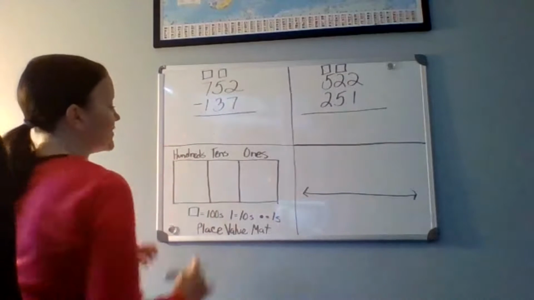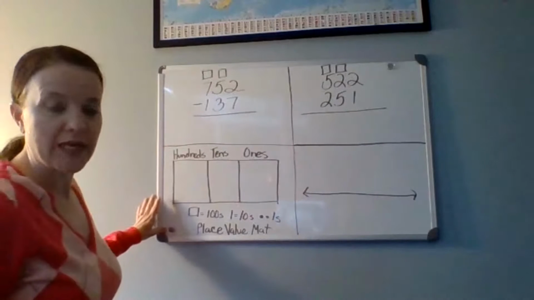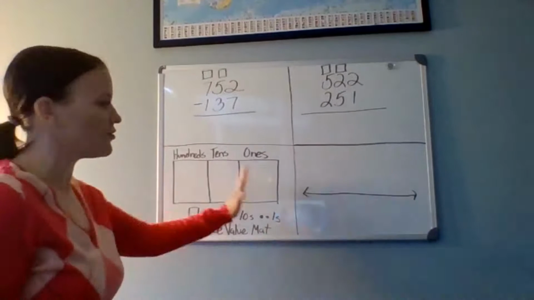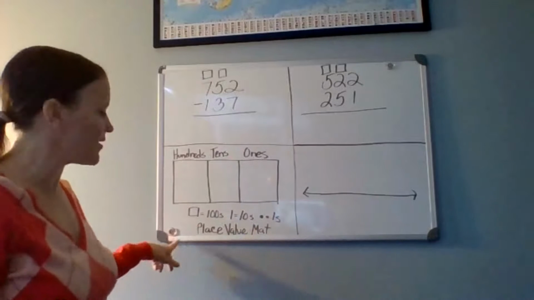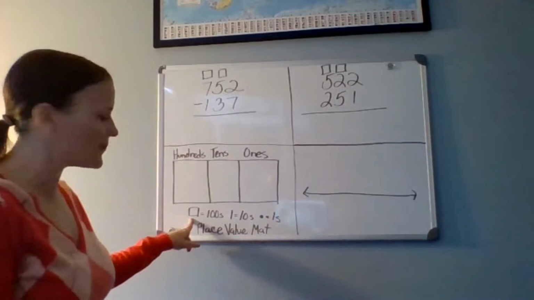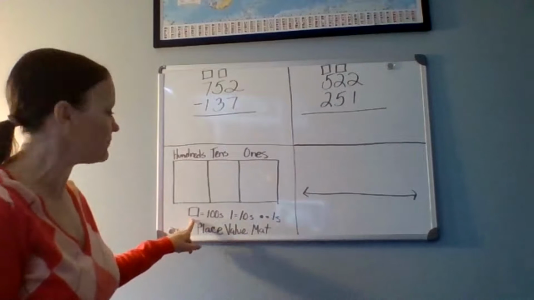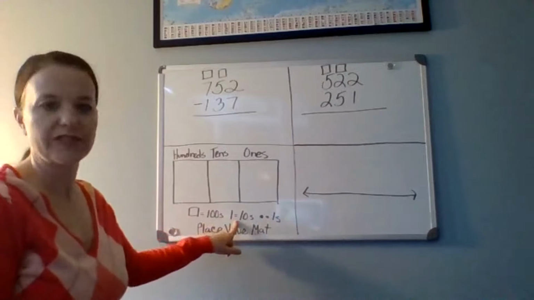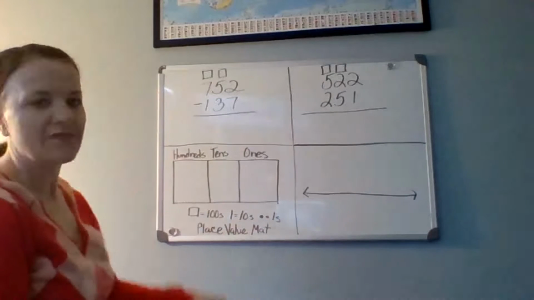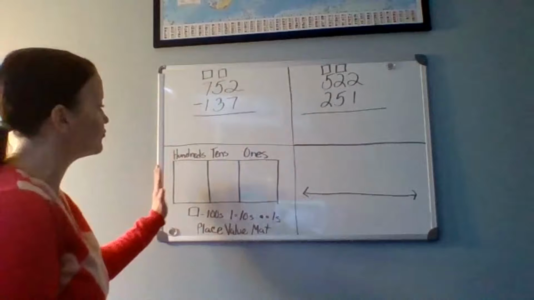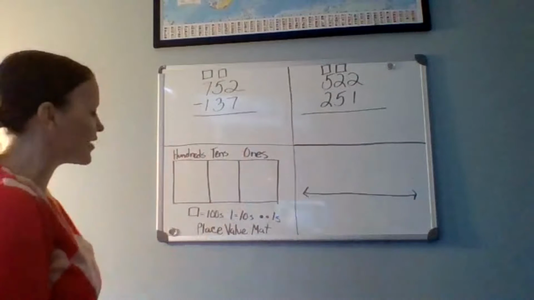I'm going to do it both ways here. I'm going to use my place value mat. Now, if you don't have a place value mat drawn out like this, it's okay. Just draw your blocks. Remember, your blocks are one big square for 100, a line down for tens, and a dot for ones. Okay, so I have 752, so I'm going to draw that on my place value mat.